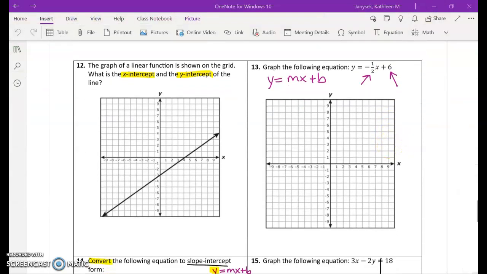So let's look at 12 and 13. 12 and 13 should be pretty easy. At least 12 should be. On number 12, you're looking for the x-intercept, which is right here at (4, 0). That's the x-intercept. And then it also asks for the y-intercept, which is at (0, -3).